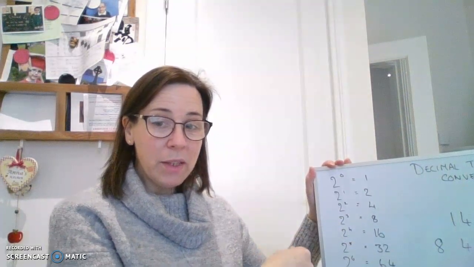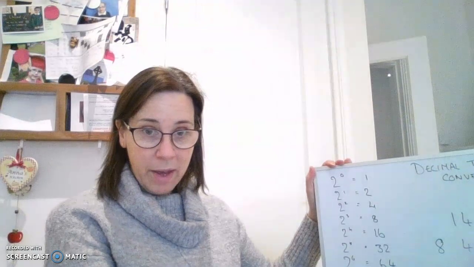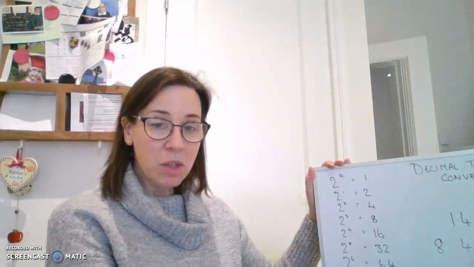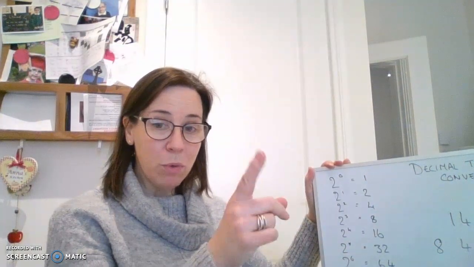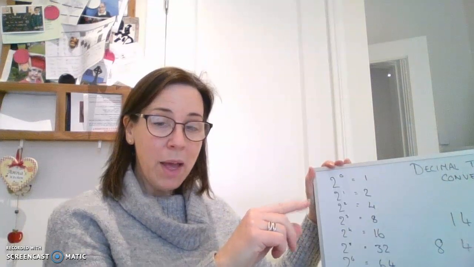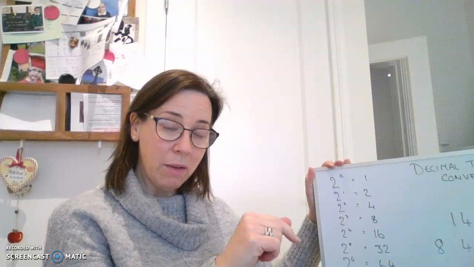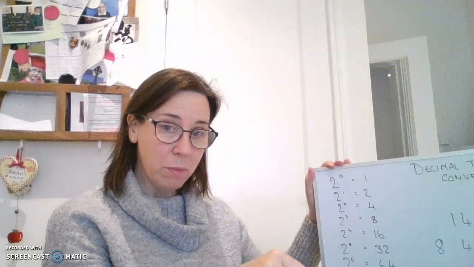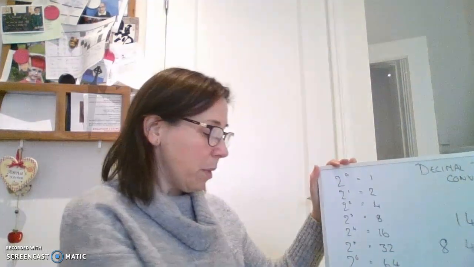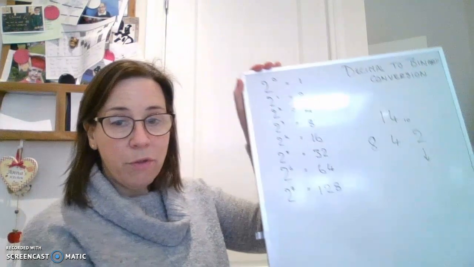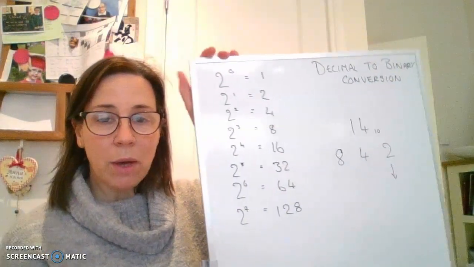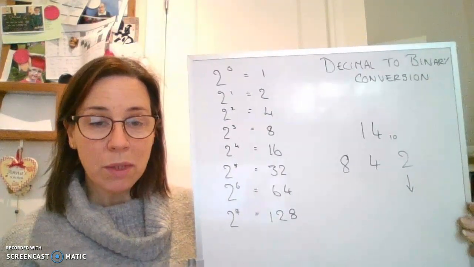All right. So we talked about number systems last week, and we mentioned binary. Binary is either a 1 or a 0, if you remember. So if I want to convert from a decimal number to a binary number, I need to know what my exponents of 2 are.